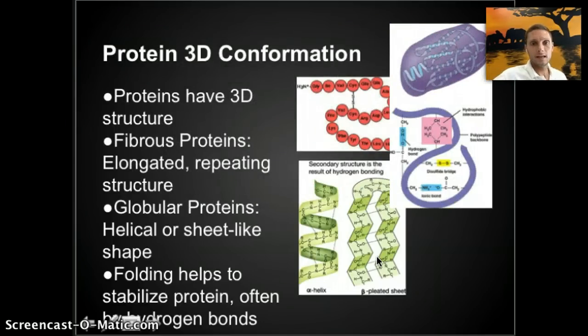Tertiary structure is then the actual complete folding of the protein. And this doesn't always have to happen. Sometimes the proteins are actually not folded into a specialized shape, but oftentimes it does.